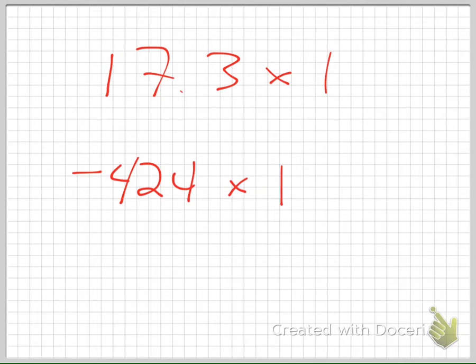Okay. There are a few multiplication properties. The multiplication identity property is the one that says if you take a number and you multiply it by 1, what do you got? It's still that number, right? No matter where it is. 17.3 times 1 is 17.3. Negative 424 times 1 is negative 424. XY squared times 1 is XY squared, right? You multiply something by 1, it doesn't change the identity of it. That's why it's called the identity property.